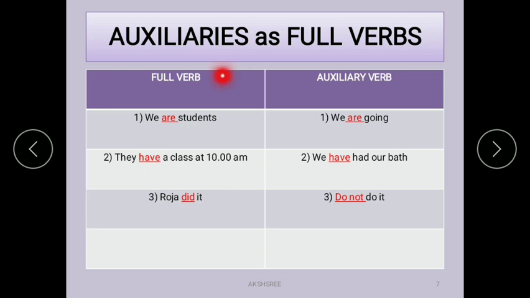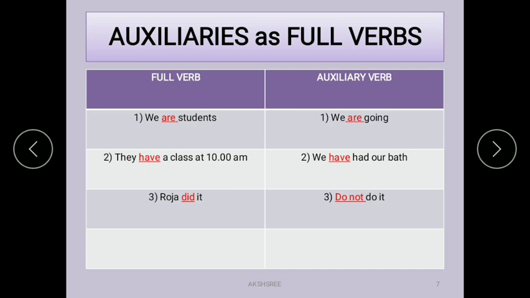First one: we are students. Here are comes as a full verb. Here we is the subject, students is the object, and are is the verb. Here are is a full verb or a main verb. Okay, we, what is it? We denotes a plural noun, so the plural verb are is used. Now an auxiliary verb example: we are going. Here going is the main verb and are is used to support the main verb.